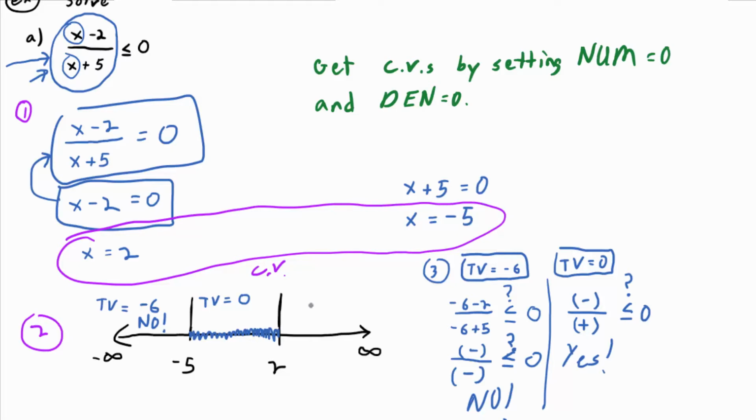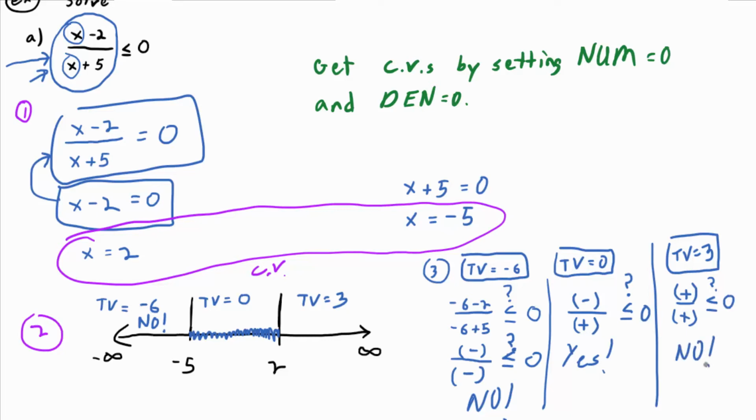But let's do our third test value from 2 to infinity. What do you want to pick? 3. So a test value of 3. Do you see that it's going to be a positive over a positive if we plug a 3 in for x? You get 3 minus 2 on top, 3 plus 5 on the bottom. Positive divided by a positive, last time I looked, that was positive, right? So answering the question, is that less than or equal to 0, the answer is no. And so we don't shade in that interval. Does that make sense?